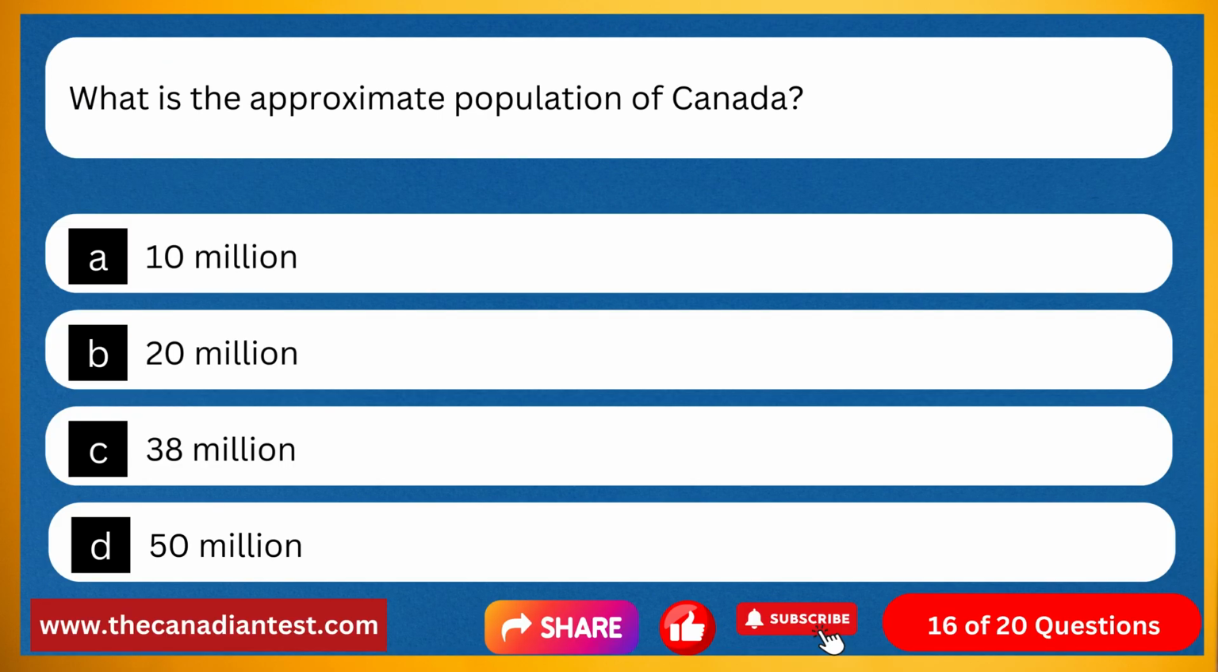Question 16. What is the approximate population of Canada? Option A, 10 million. Option B, 20 million. Option C, 38 million. Option D, 50 million.